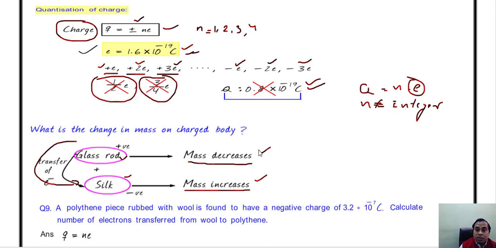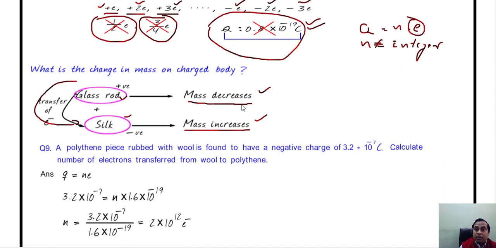Okay, now just mustering more concepts based on this part. The question can be of a type like: how many electrons have to be transferred to generate this much charge, and is it possible to generate this much charge or not? So look here, the question: a polythene piece is rubbed with wool and is found to have a negative charge. So polythene has received this much negative charge, it means it is electron surplus. Then calculate the number of electrons transferred from wool to polythene. Yes, that's how it will obtain negative charge.